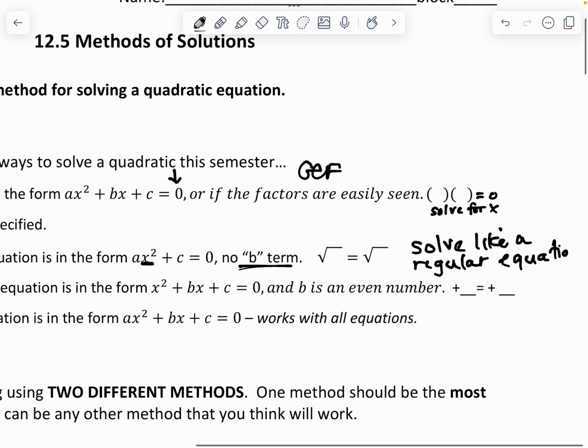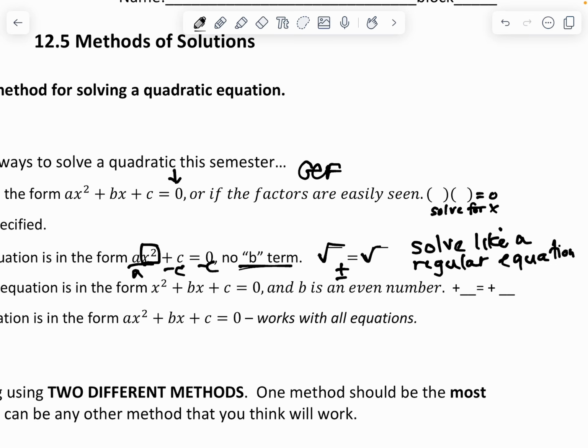You want to get x squared by itself. So you want to isolate the x squared. I would subtract c from both sides, then I would divide by a. Get x squared by itself, take the square root of both sides, and solve. Don't forget to put plus and minus in your answer.